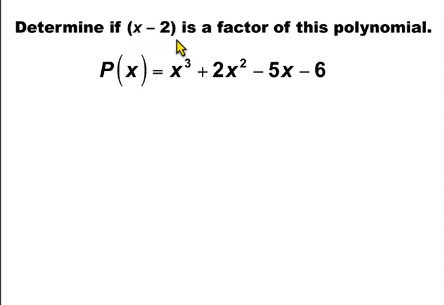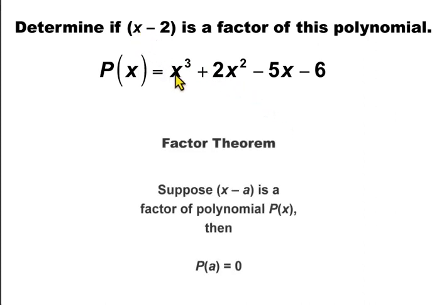Determine if x minus 2 is a factor of this polynomial. To test if a binomial like this is a factor of this polynomial, use the factor theorem. According to the factor theorem, if x minus a is a factor of polynomial p of x, then p of a is equal to 0.